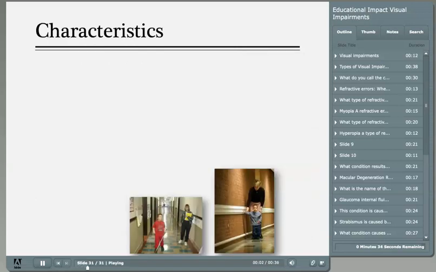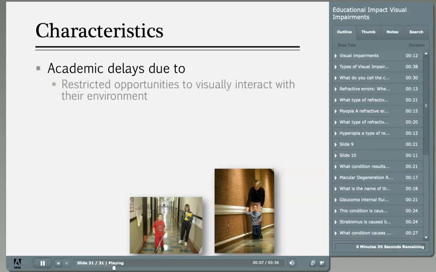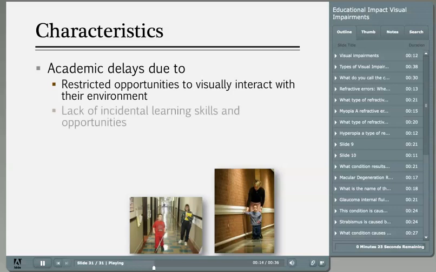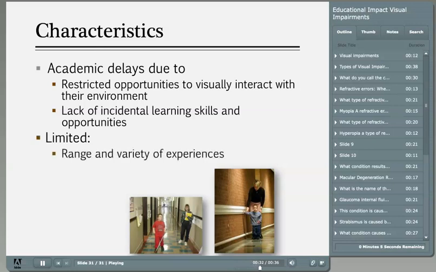Students with visual impairments may also have academic delays that are likely a result of restricted opportunities to visually interact with their environment and obtain information. Unlike their sighted peers, incidental learning as a result of interacting with the environment is limited. This lack of incidental learning skills and opportunities can impact the development of motor, language, cognitive, and social skills. They will also have a limited range and variety of experiences, ability to get around, and interactions with the environment.